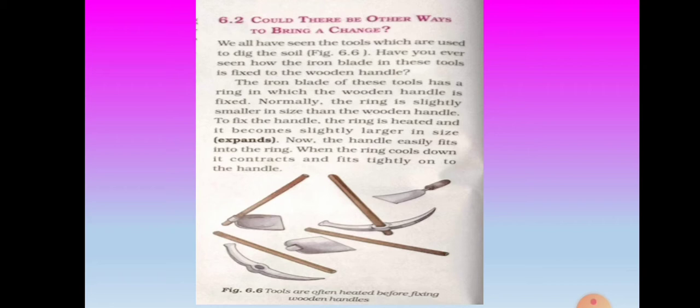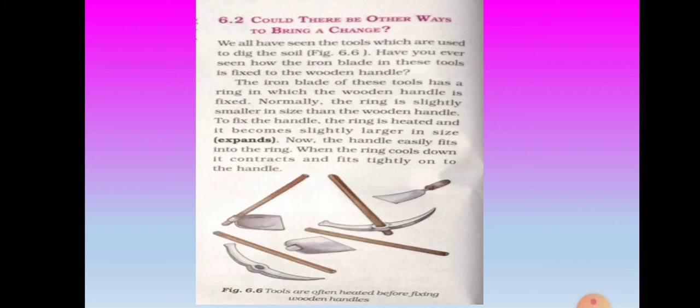The iron blade of these tools has a ring in which the wooden handle is fixed. Normally, the ring is slightly smaller in size than the wooden handle. To fix the handle, the ring is heated and it becomes slightly larger in size. That expands. Now the handle easily fits into the ring, and when the ring cools down, it contracts and fits tightly on the handle. This is one example where we have shown the expansion and contraction of the metal. When the ring is heated, it expands, and when it gets cooled down, it contracts.